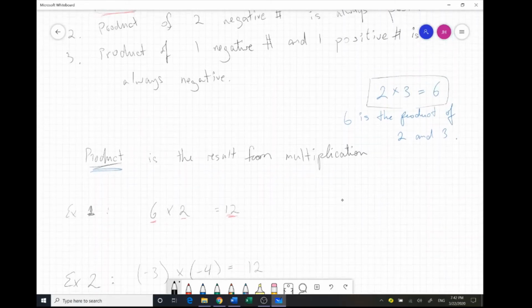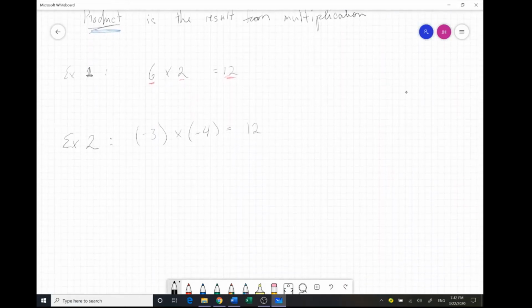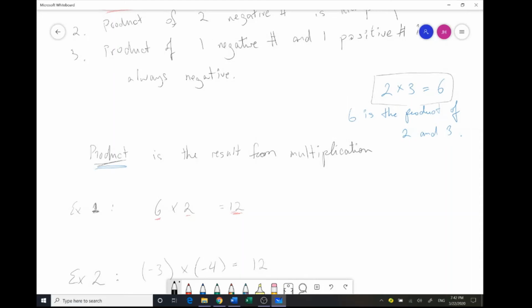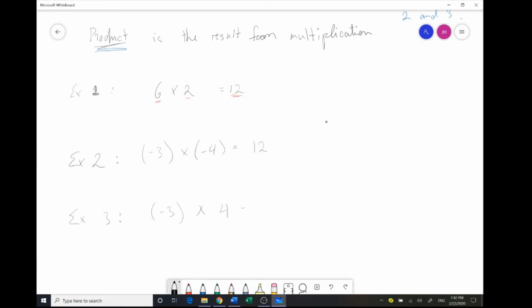Now let us refer back to principle number 3. The product of one negative number and one positive number is always negative. Example number 3: let's say I have negative 3 multiplied by a positive 4. That's what we mean by the third principle: when a negative number and a positive number multiply, it will end up being a negative number. In this case, it will be negative 12.